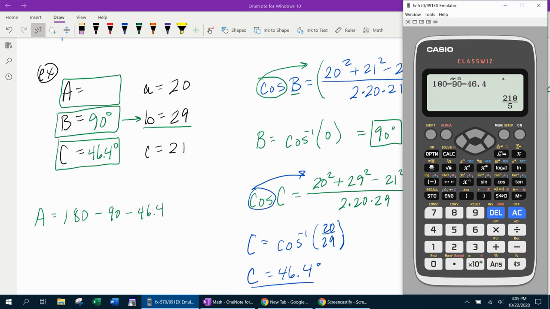Okay. Oh, and I need that as a decimal. 43.6. Okay. Oh, and let me remind you of one other thing that I taught when we did section 8.1, the right triangle trigonometry. Remember we said that if you have a right triangle, the two acute angles have to be complementary. So really what I could have done instead is just taken 90 minus angle A.